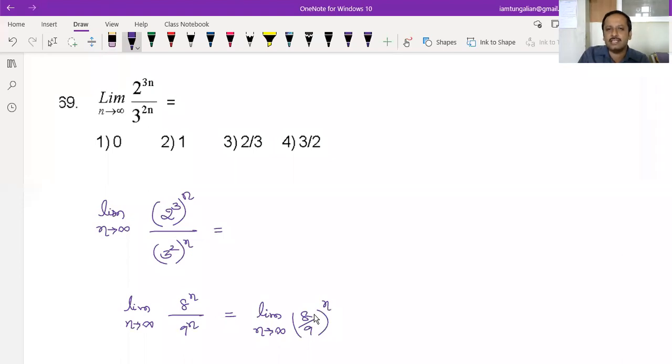Observe 8 by 9 is a fraction which is less than 1. So the power tends to infinity. Therefore, the value of this limit will be equal to 0.